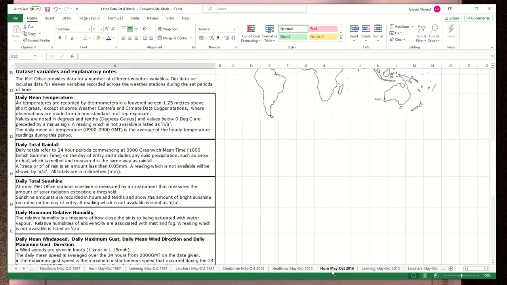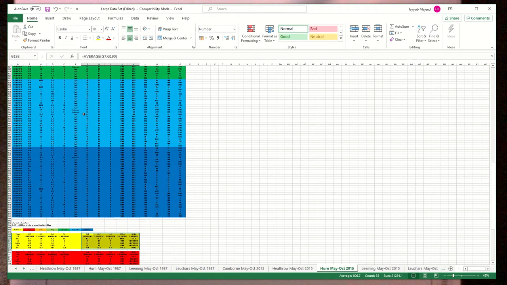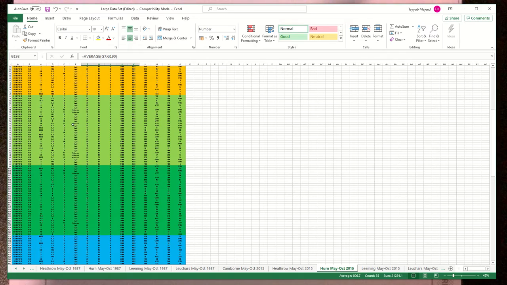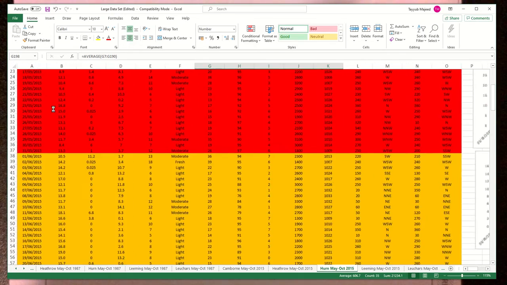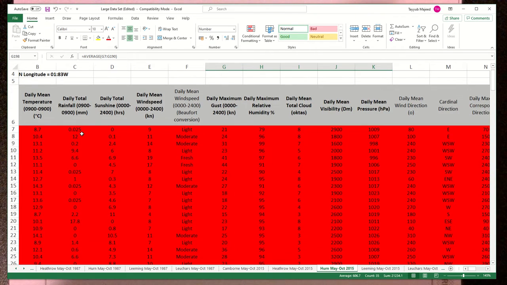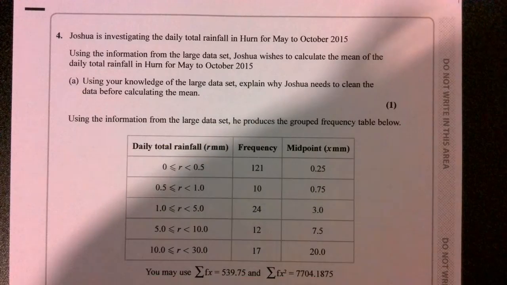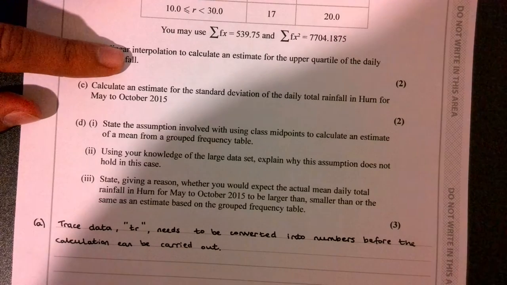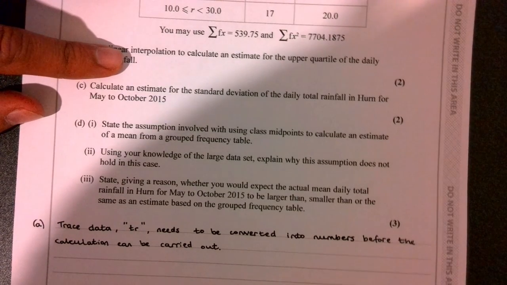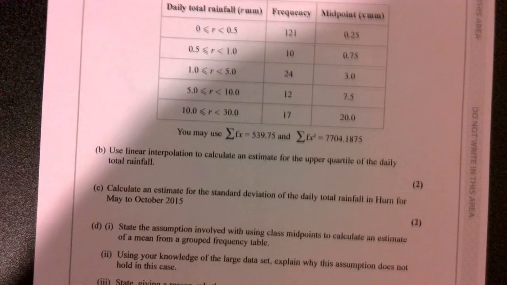If we take a look at 2015, and if I zoom in, notice over here, wherever I had a trace before, I replaced that with 0.025. That's the sort of middle value between 0 and 0.05. Okay? So essentially what we're looking for in this question is something along the lines of the trace data needs to be converted into numbers before the calculation can be carried out. It's as straightforward as that.